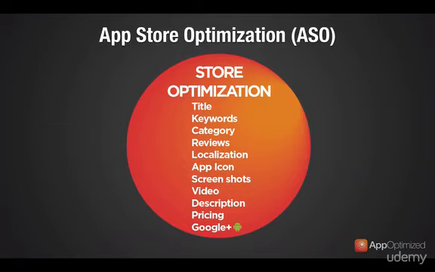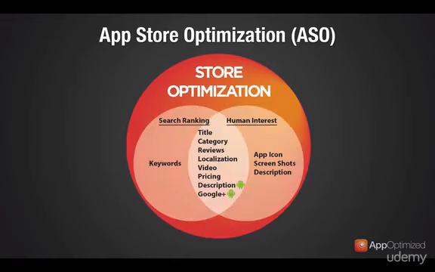So within App Store optimization, this is the red circle that you saw on the previous slide. There are all those things that you can do and tweak to improve your store optimization. And this is sort of a simplified list of what you can do. I want to point out that there are actually 2 subcategories within App Store optimization. On the left, it's search ranking, and on the right, there's human interest. There are certain things that specifically influence search ranking, and other things that specifically influence human interest.